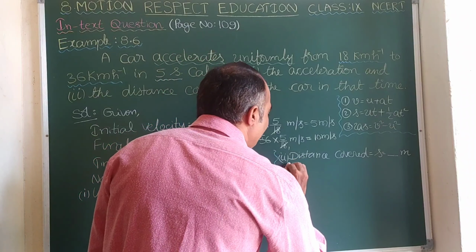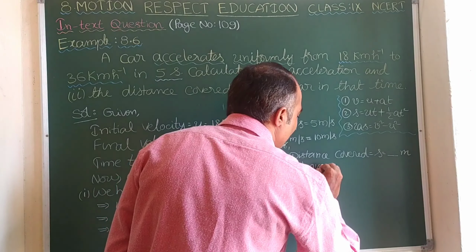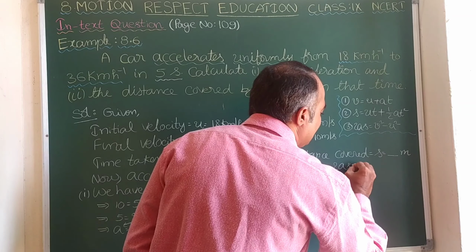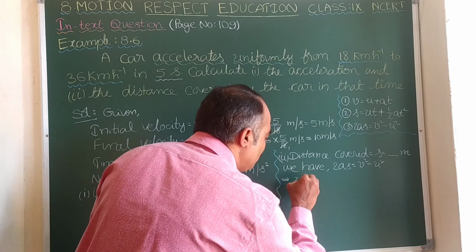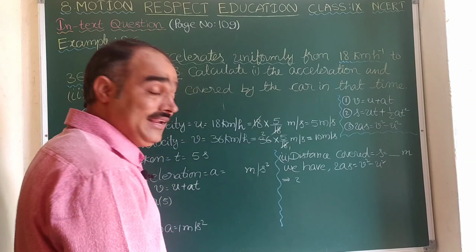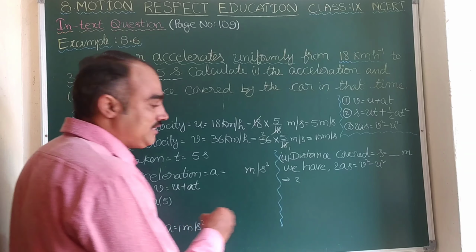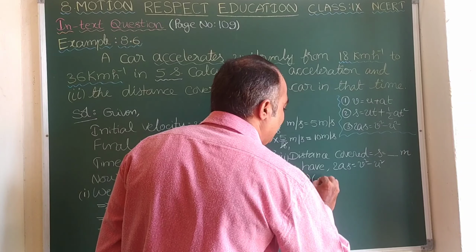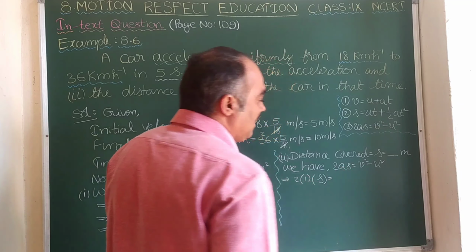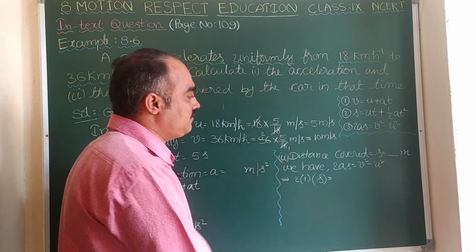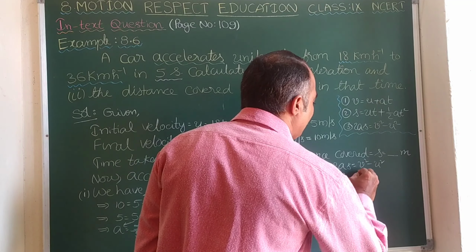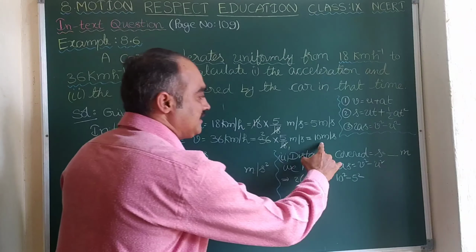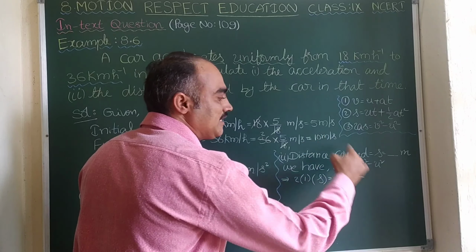So here I am writing, we have 2as is equal to v square minus u square. Let us substitute the values. 2 means 2, and a means here 1, we got it. So 2 into 1 into s, that is what we need to find. Let us maintain s as it is. v square is 10 square minus u square is 5 square. Here v is 10 meter per second, u is 5 meter per second.